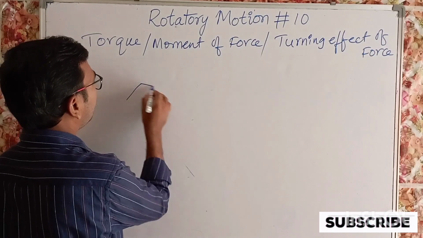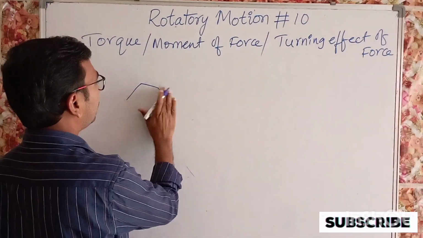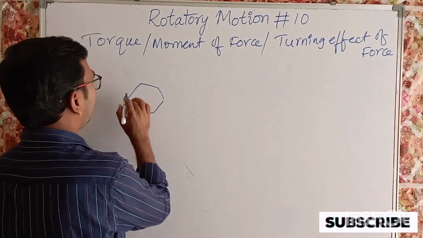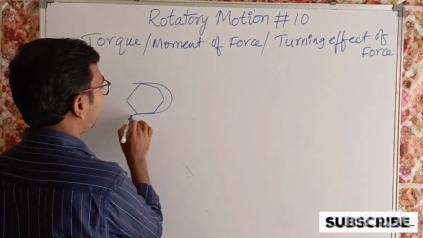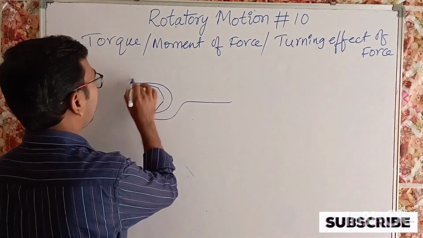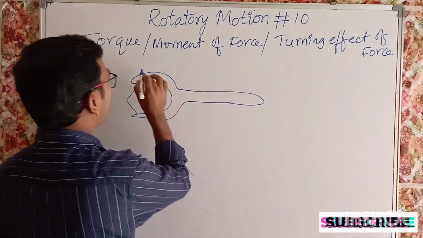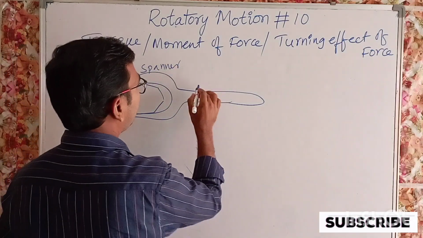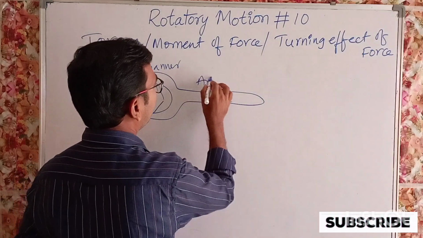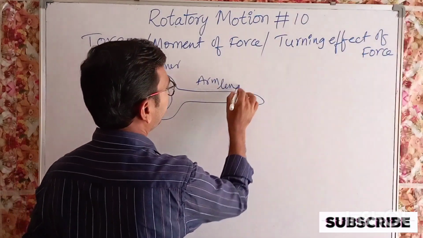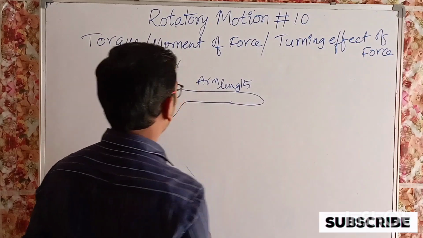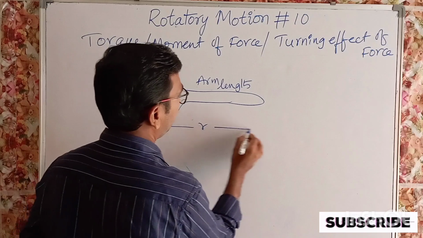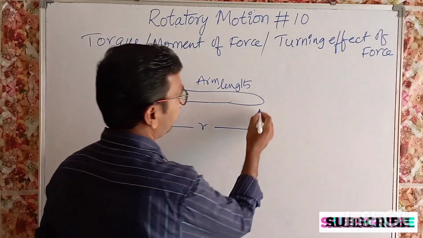I will consider a nut and bolt. This nut is rotated with a spanner. This is the spanner, and this is the arm length of the spanner. I will consider the arm length as R, and the applied force is F.